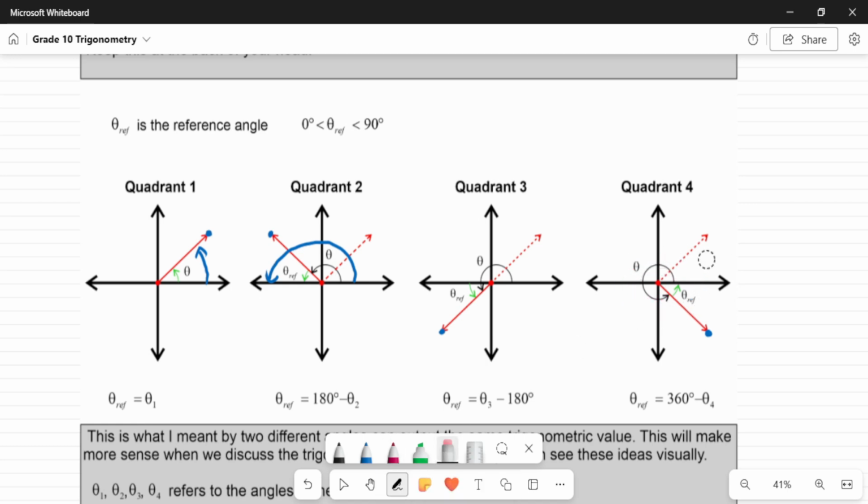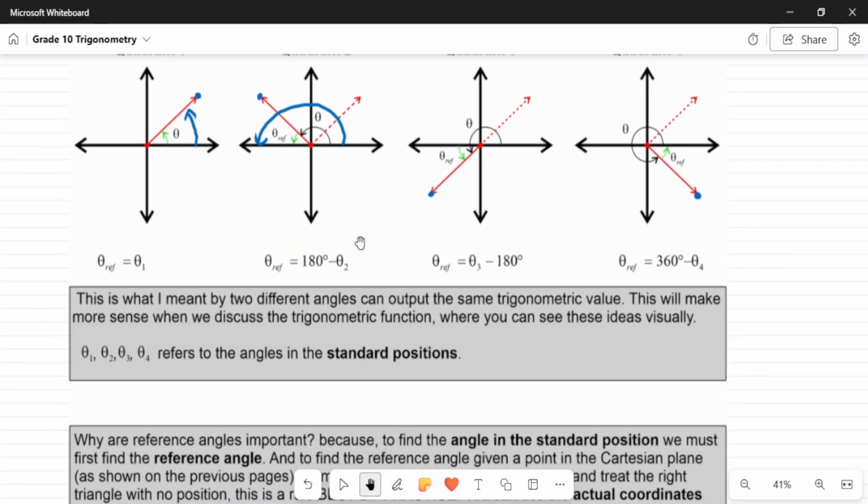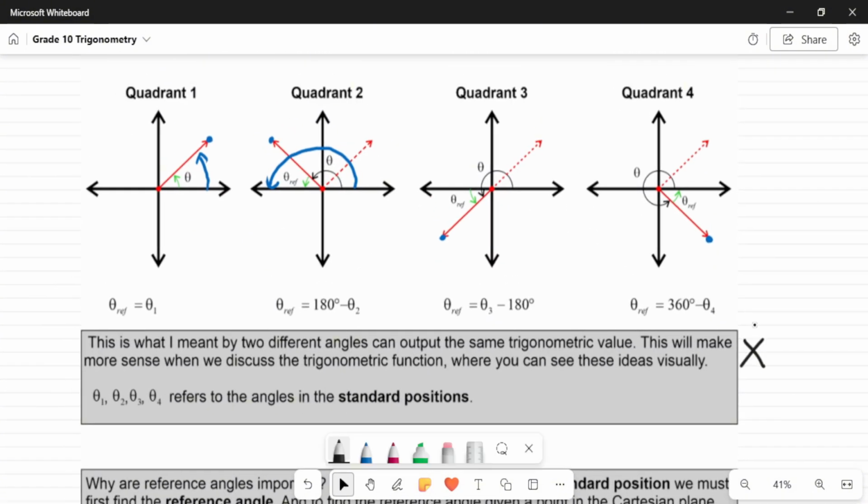Again, I will explain the significance of this. So keep these two ideas: think about the reference angle and the angle in the standard position. Reference angle and angle in the standard position. Just keep and understand the difference between these two. You don't worry about this here. Again, I have not explained functions, so I cannot elaborate on this idea. But this theta 1, theta 2, theta 3 and theta 4 refers to the angles in the standard position. So it's a quadrant 1 angle, a quadrant 2 angle, a quadrant 3 angle, and a quadrant 4 angle. That's what we mean by angle in the standard position.